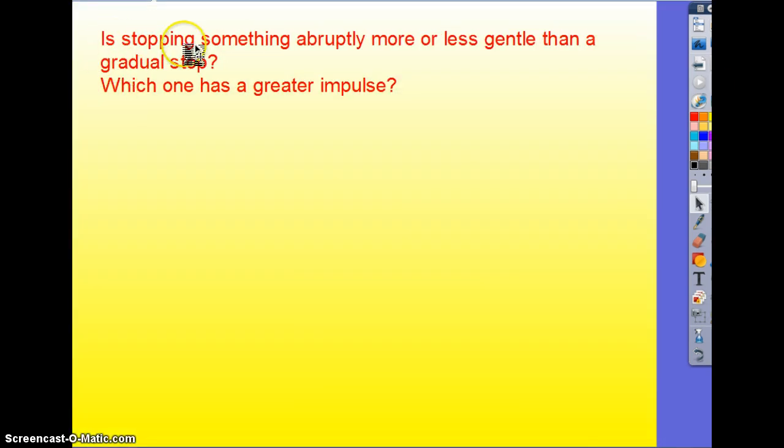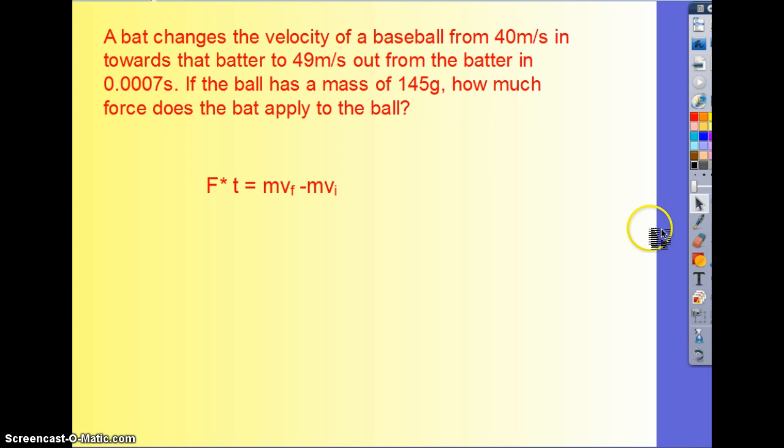So, again, is stopping something abruptly more or less gentle? Abrupt stops are less gentle, meaning there's a greater force because there's a smaller time. Which one's greater impulse? The impulse would be the same. Impulse is delta P.